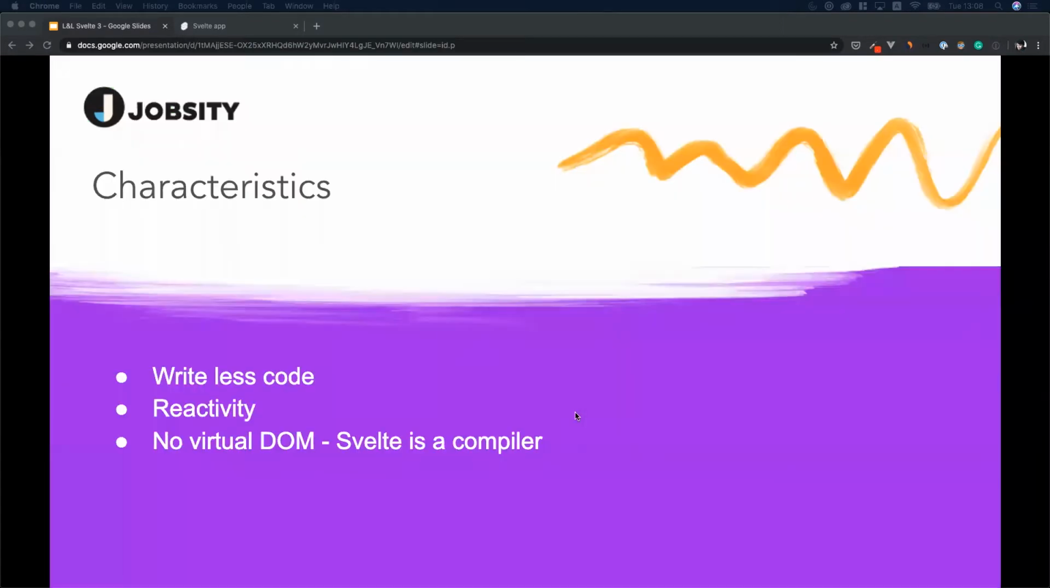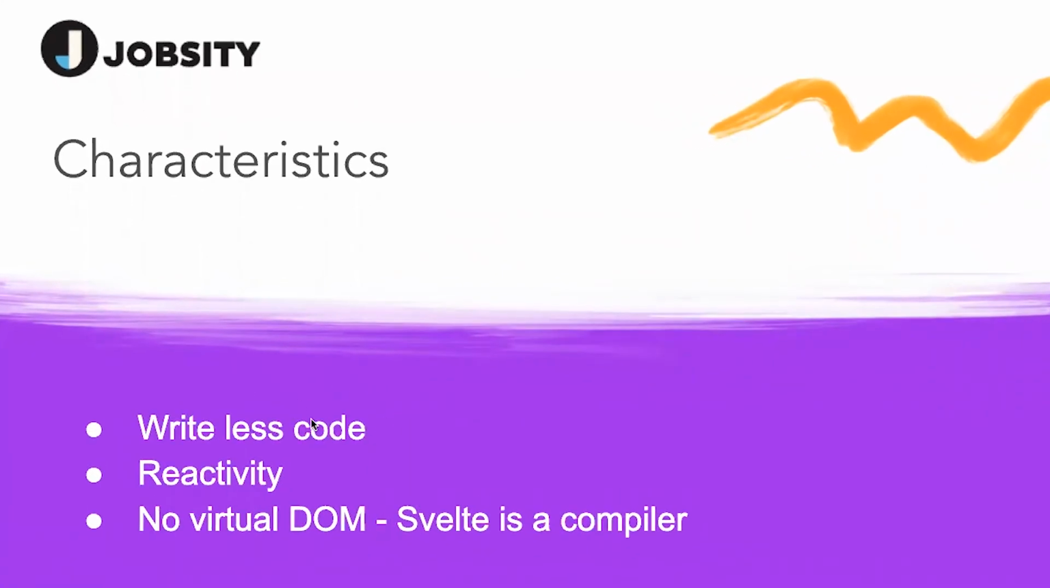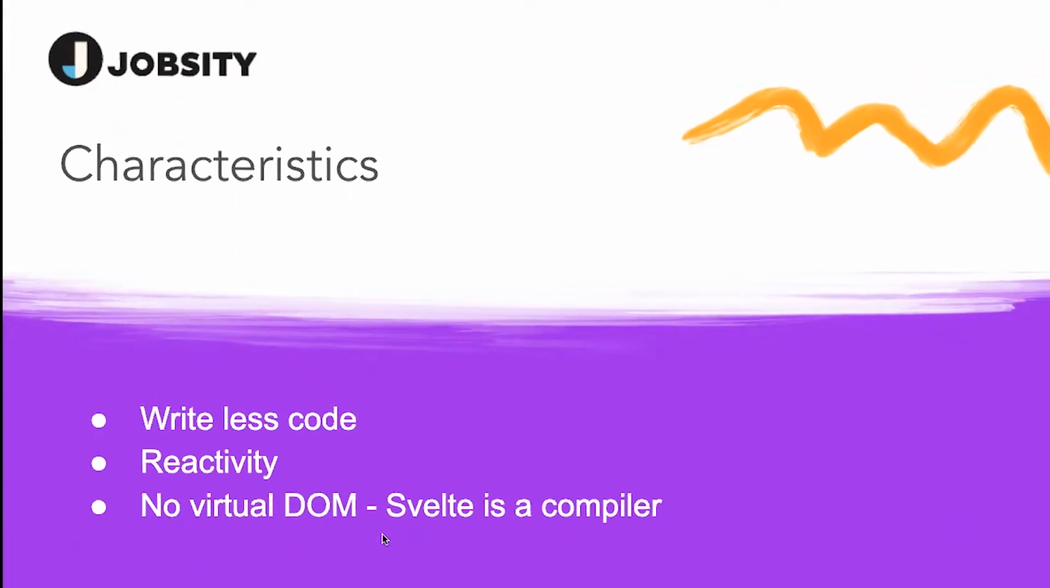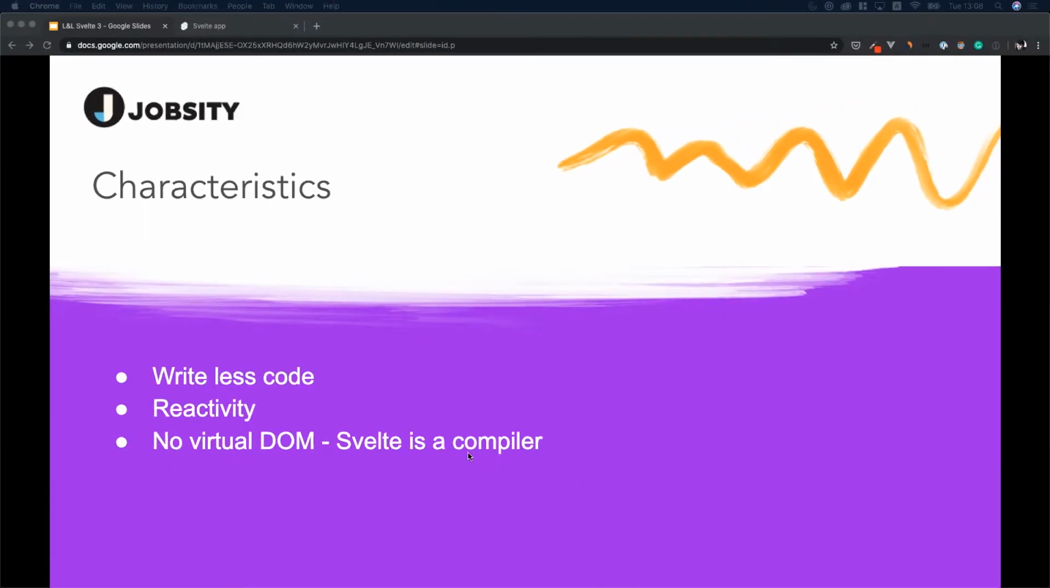And we are going to focus here mainly on these 3 selling points for Svelte. The first one is that we can write less code with the framework, really small repositories. Another part is the reactivity, and also that it does not use the virtual DOM. The reason is that Svelte is a compiler. We're going to take a closer look at that.